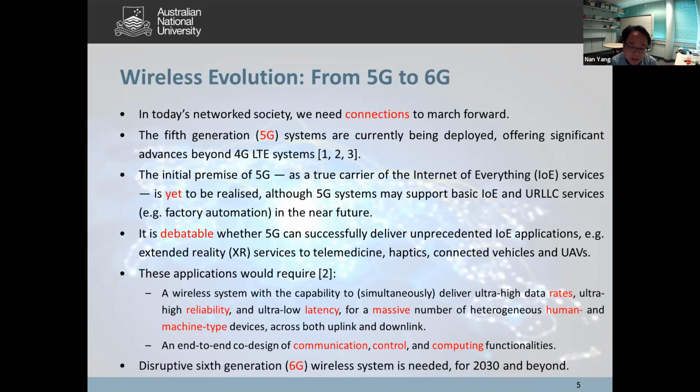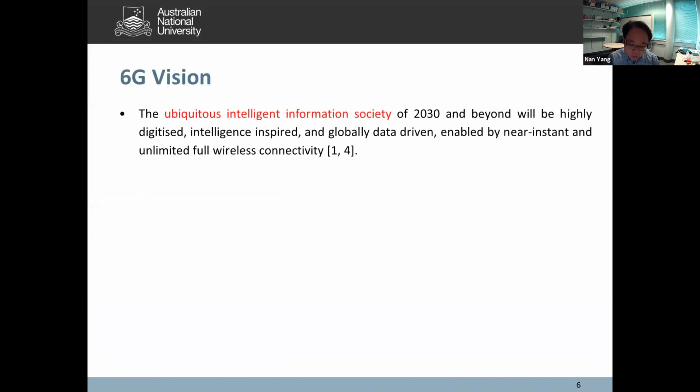And in this case, I believe that the vast majority of the communication society believe that we need a new and cutting edge 6G wireless system to serve our society for 2030 and beyond. And what would be the vision of 6G? I would like to share my viewpoint that 6G has been proposed, but what will be the true 6G is still under discussion and under development.